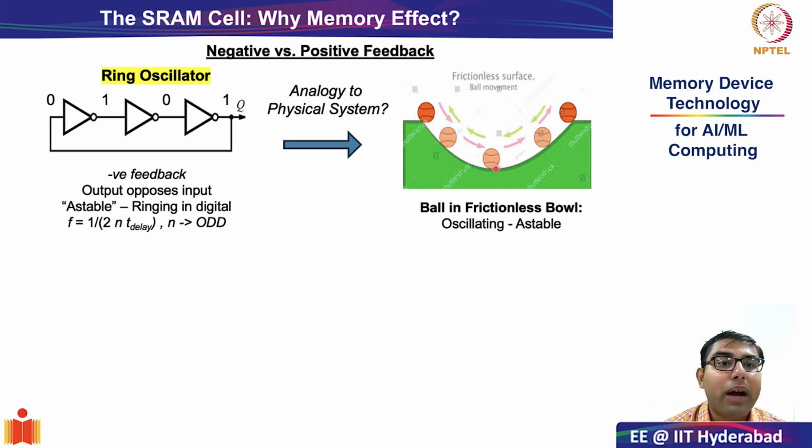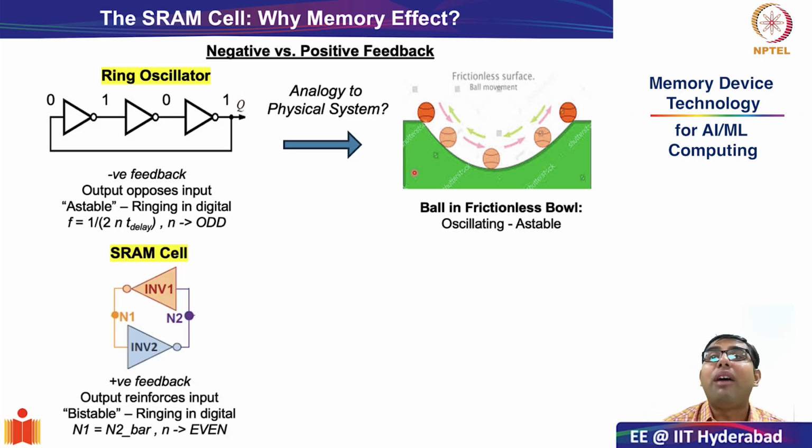Now, let's come back to the system of our consideration, which is the SRAM cell. In the SRAM cell, because the number of stages is even, the opposite effect is seen. Just imagine if inverter 1 output was connected to inverter 2 input and vice versa. This gives you a positive feedback. Why do you call it a positive feedback? Suppose I had written 0 at N1.